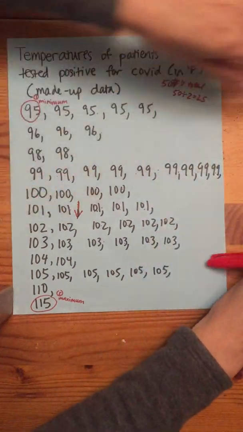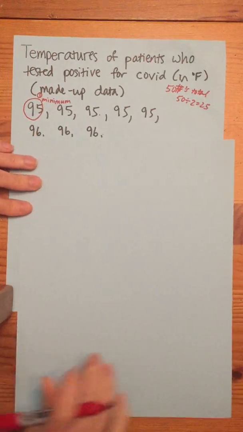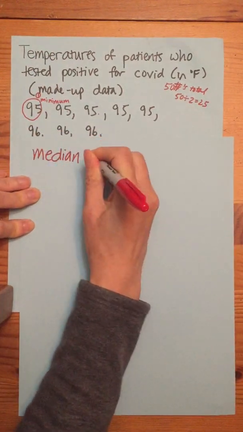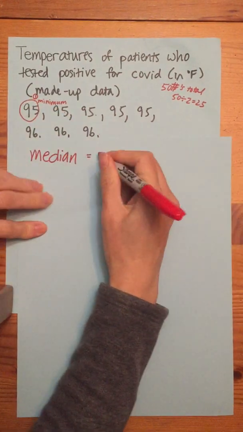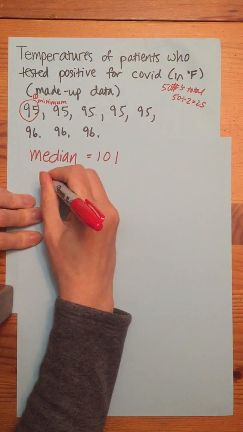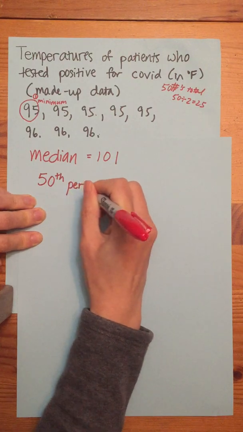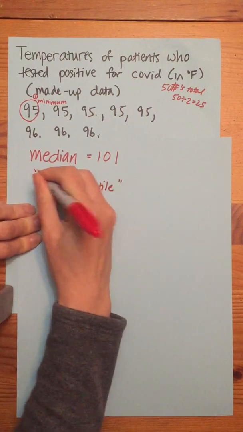So let's write that on a separate paper. So the median was right here, 101. So 101. That's also called the 50th percentile because it's in the middle and 50% of the numbers are below it and 50% of the numbers are above it.